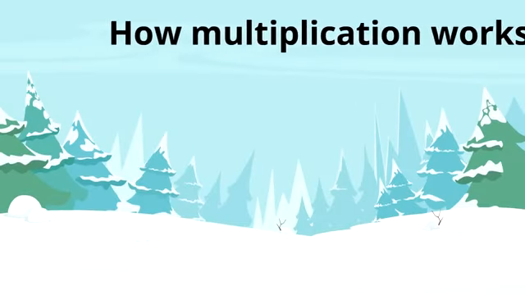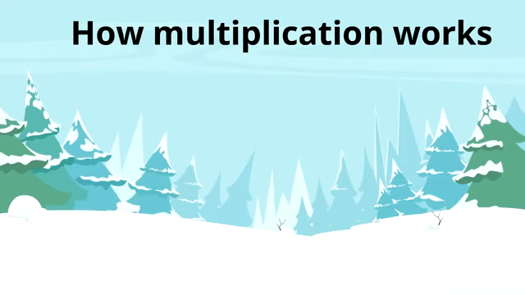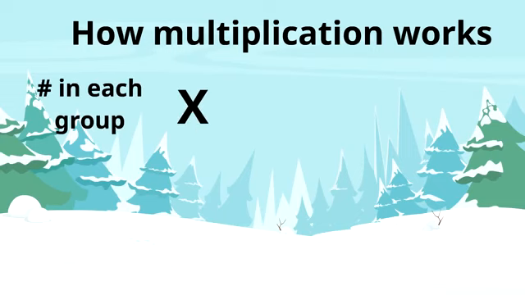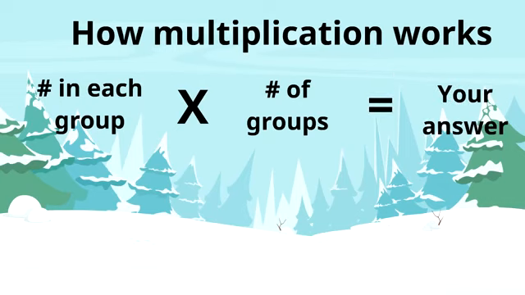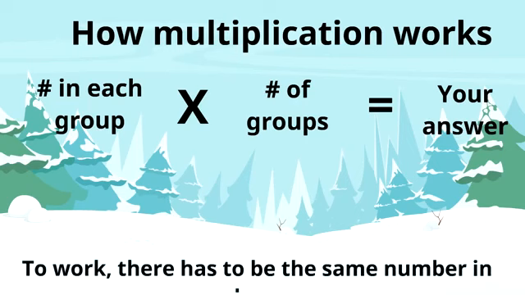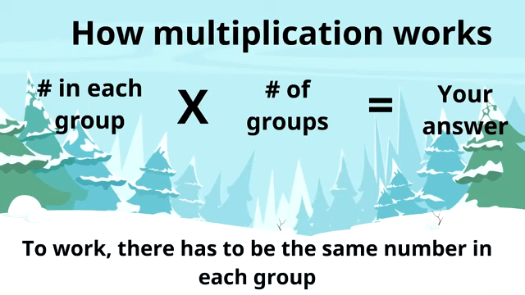Okay, so here is how multiplication works. We put the number that's in each group, and then we put this x, which means times, and then the number of groups. So that tells us how many times that number is going to show up, and then we add them all together, and you've got your answer. Isn't that cool? And just a side note, to work, there has to be the same number in each group.